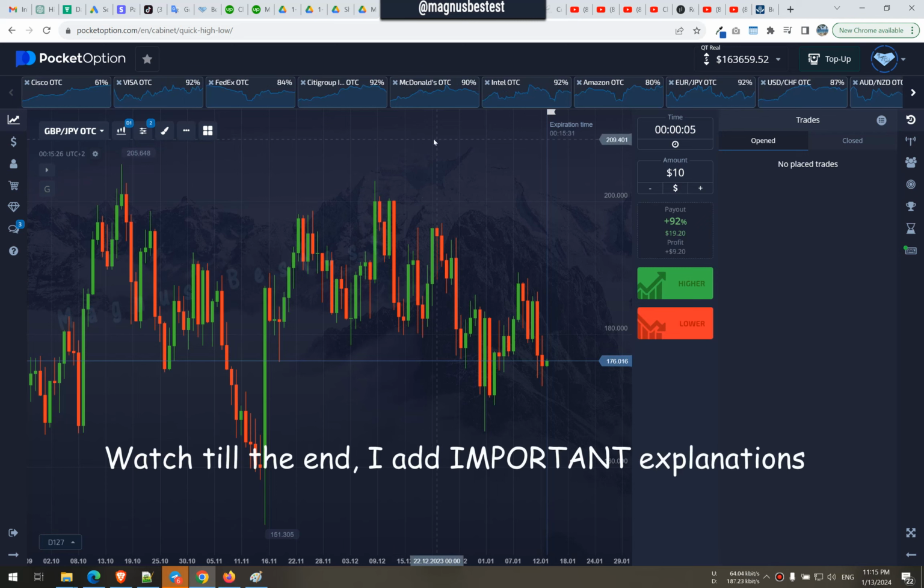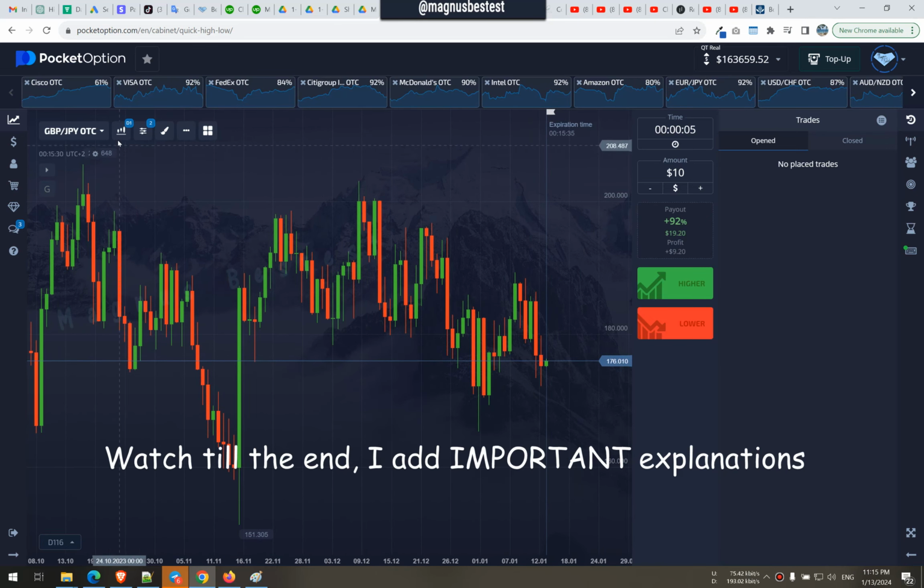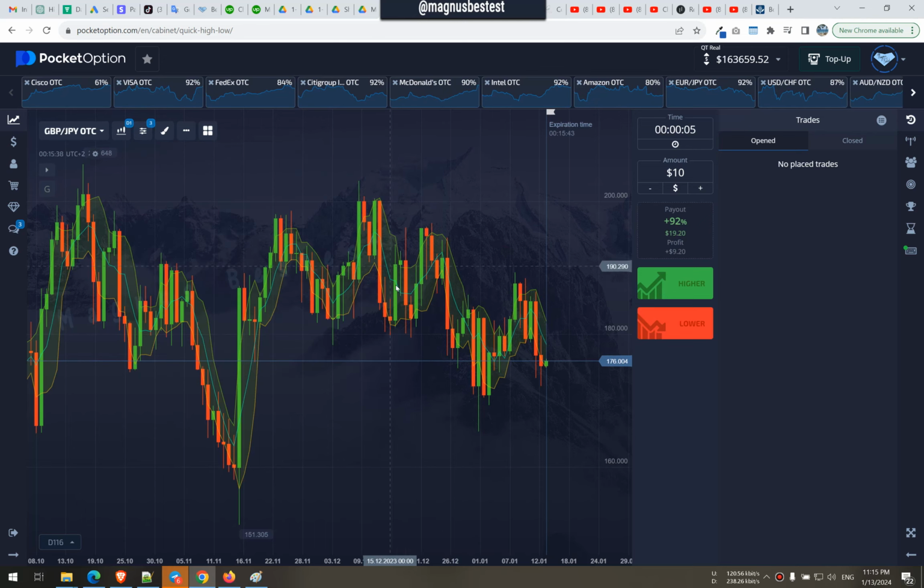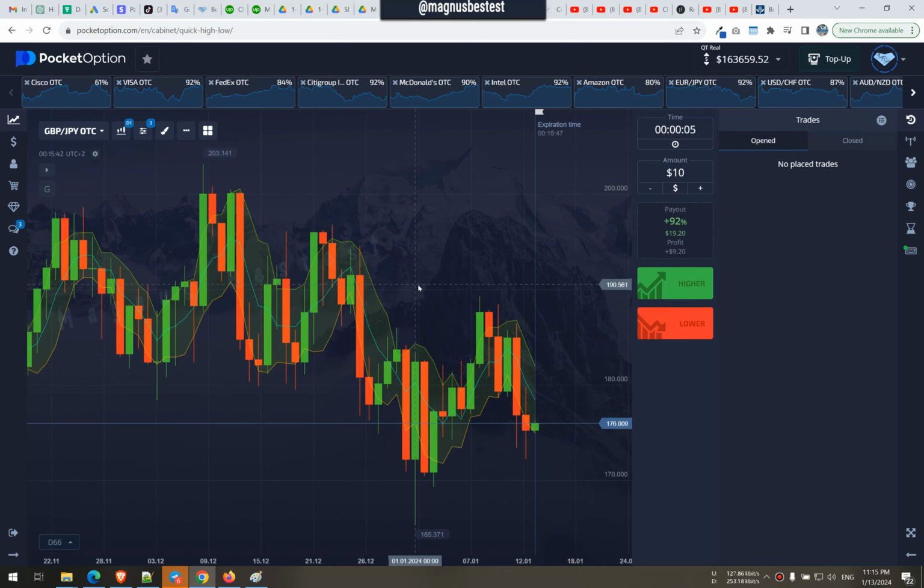So let's talk about Bollinger Bands. Bollinger Bands, here we have them also on Pocket Option, of course. Let me put them right on the chart. Bollinger Bands, there you go. So they are basically designed on moving averages.